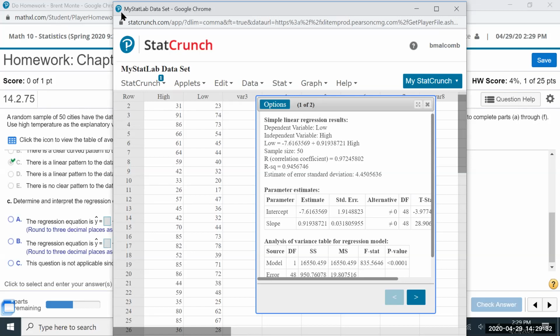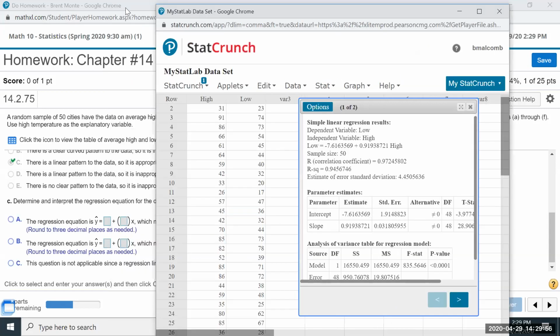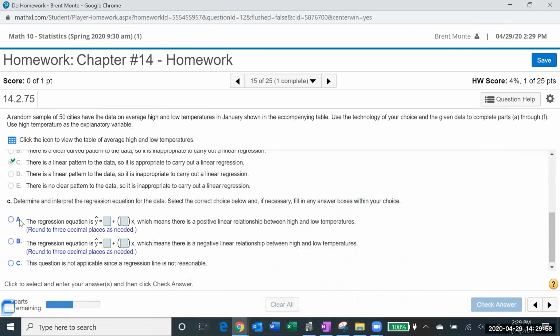So to 3 decimals, I'm going to say Y equals negative 7.616. Oops, there's no x there. Negative 7.616 plus 0.919x. Let's try that out. Let's drop all this down and let's try it out.